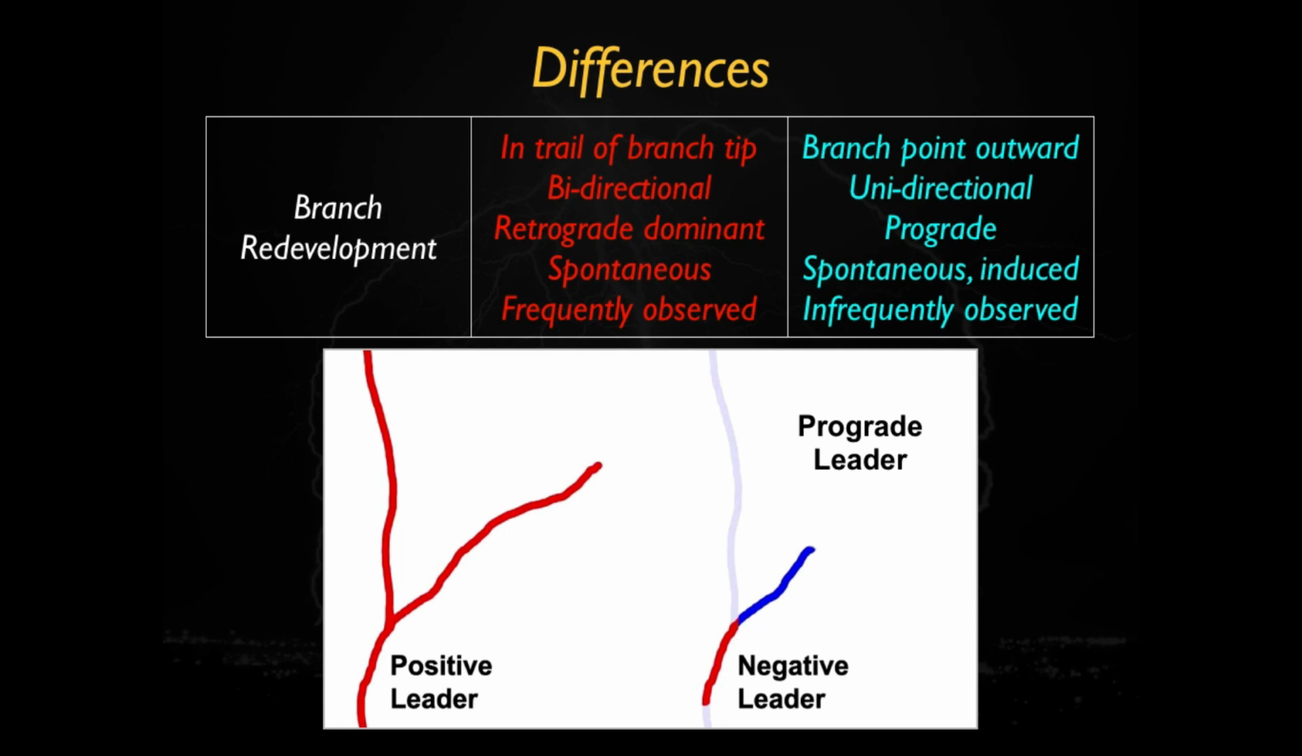However, there are times when luminosity fronts will travel up the leader path, and upon approaching a decayed branch point will cause the redevelopment of a decayed branch. So this redevelopment on the negative leader side can be induced.